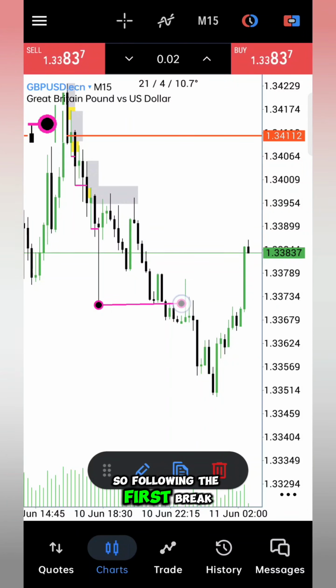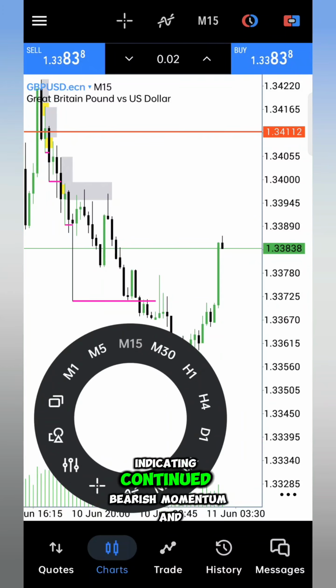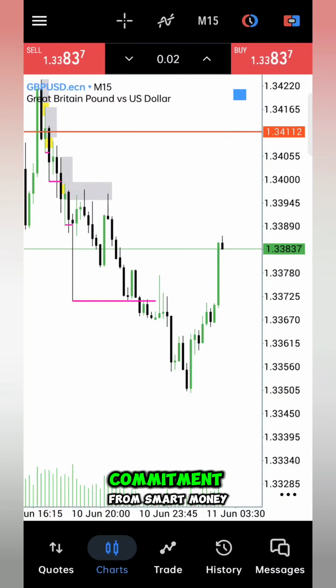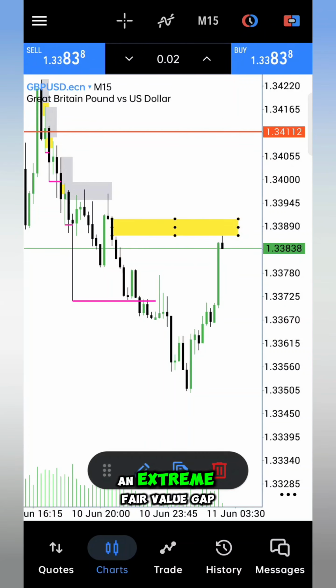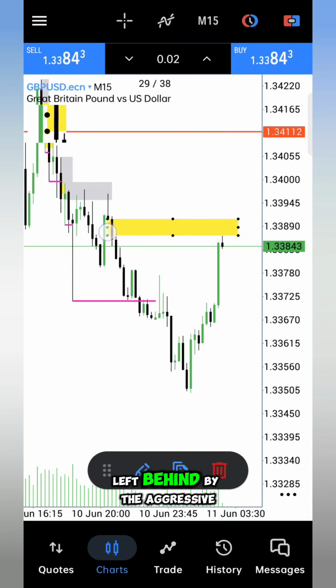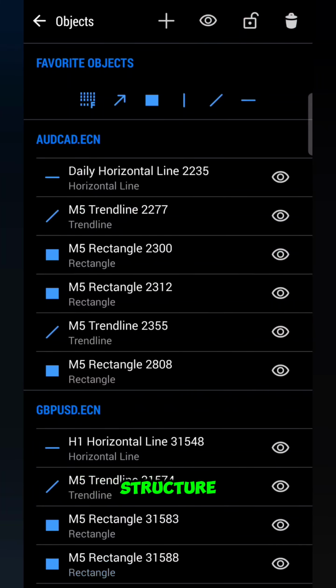So following the first break of structure, here we can see another fresh break of structure forming, indicating continued bearish momentum and commitment from smart money. And right here, this is an extreme fair value gap, a large imbalance area left behind by the aggressive institutional move that created the break of structure.